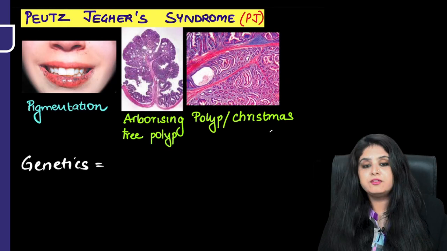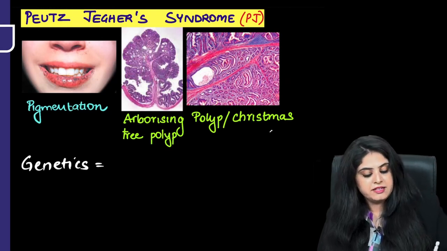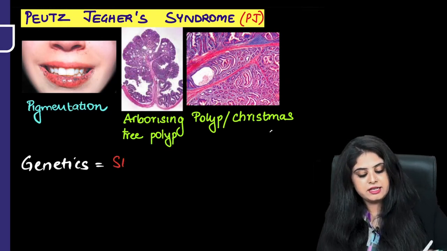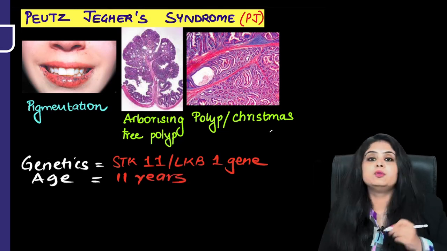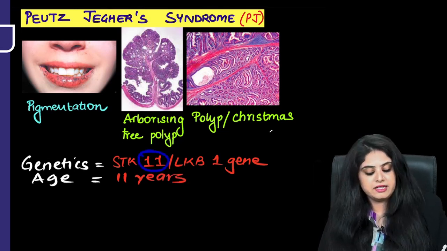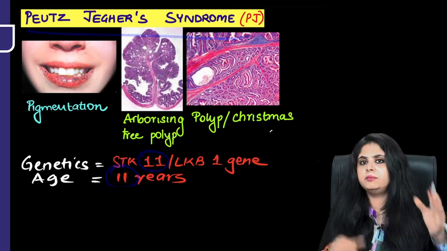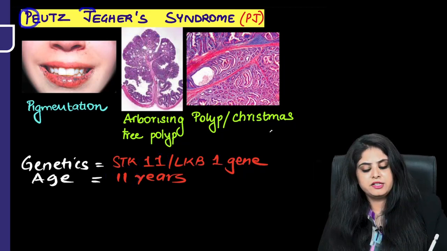Versus if I show you everything being 11, meaning the genetics is STK11 or LKB1 gene, and they ask you the age of onset and you answer the age as 11 years, you know the 11 one is Peutz-Jeghers polyp. STK11 and 11 years is the Peutz-Jeghers polyp. Break it into Peutz and Jeghers.